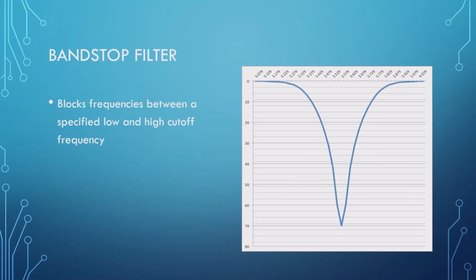And then we have a band stop filter, and a lot of people would call it a notch filter, because what it does is it blocks everything in between the low and the high cutoff frequencies.